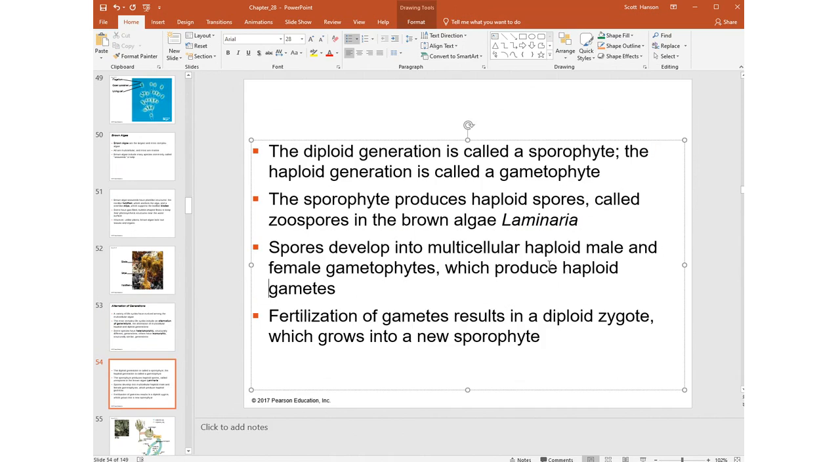So whether they're producing spores or gametes, they're always haploid. But these haploid gametes join together and fertilize one another. When they join together, they join their chromosomes together, and they produce a diploid zygote. Remember, the zygote is the first cell of a eukaryote multicellular individual. And so that zygote eventually grows and goes through embryonic development and everything, and produces a new sporophyte, and then you just start the cycle over again.